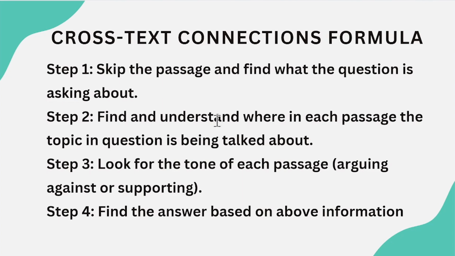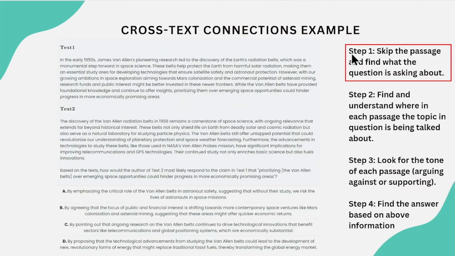Step 2, find and understand where in each passage the topic in question is being talked about. Okay? Step 3, look for the tone of each passage. So if it's arguing against it or it's supporting it, we need to know the relationship between the two passages. Step 4, find the answer based on the above information. So let's start with step 1.